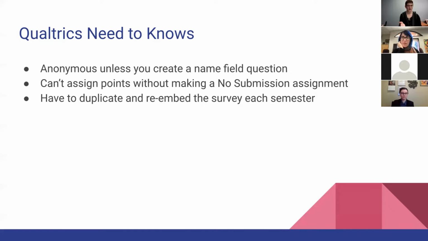And then the last item here, this will make more sense when we start doing this, but if you put an embedded survey in your course and then you roll it over for fall, if you don't make a new version of your survey, then your data is going to compound from spring, right?